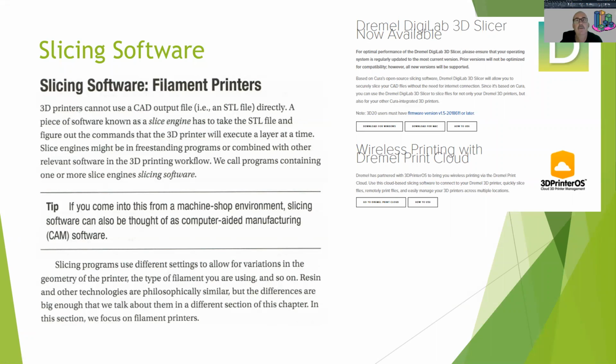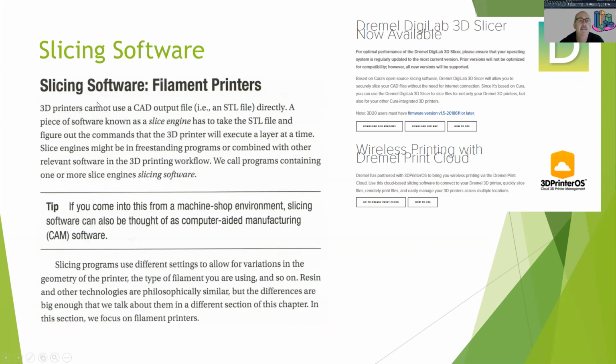The slicing software that we're going to be using is this Dremel Digilab 3D Slicer software, and most of you should have downloaded it by now. We're working on developing the wireless printing from the Dremel Print Cloud, which will allow us to print remotely. And so you'll be able to, theoretically at this point, print to a 3D printer from home. That would be the goal. It's very workable. We just need a little time to figure out the development aspect of it. But you're welcome to look at that. It's on the Dremel site.